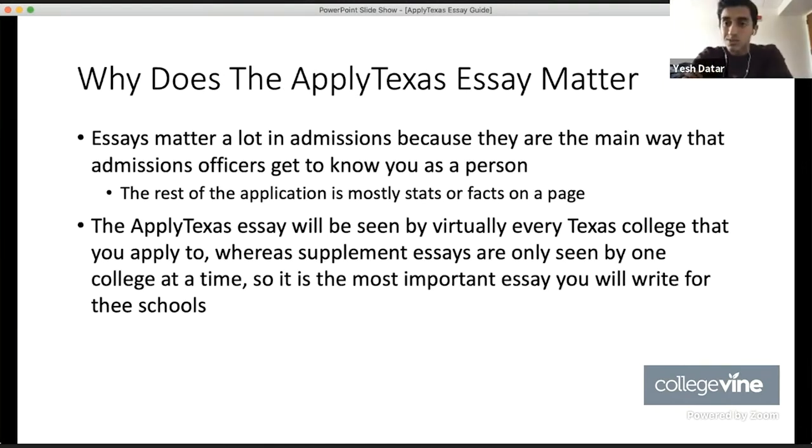It's also important to note that the ApplyTexas essays do matter. Essays matter a lot in admissions because they're the main way that admissions officers get to know you as a person. The rest of the application is mostly facts or stats on a page. So at a lot of selective schools, a lot of students will have similar GPA, test scores, extracurriculars.